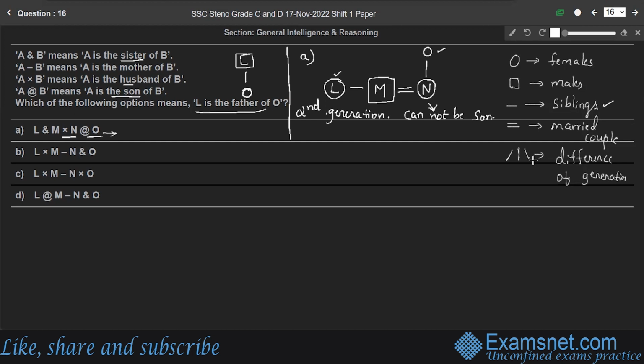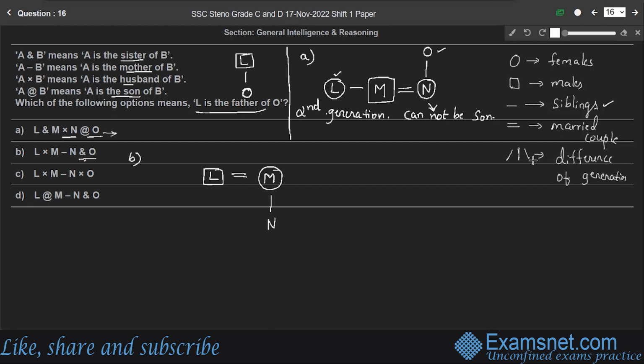Consider option B. L into M means L is husband of M, therefore L is a male, husband of M. M is a female. M minus N means the first person is mother of the second person, so use the vertical line. M is mother of N.